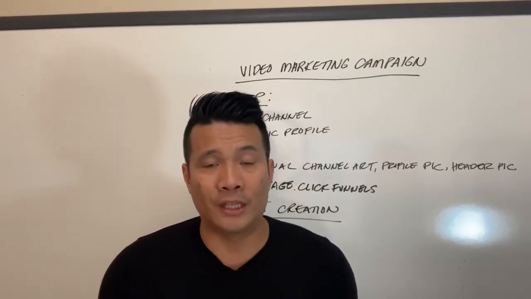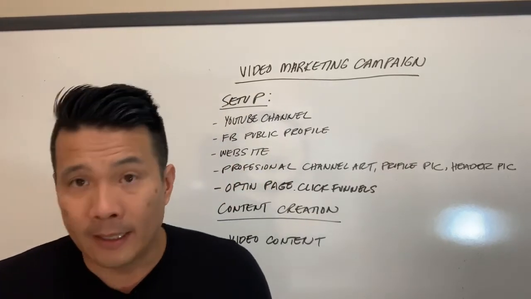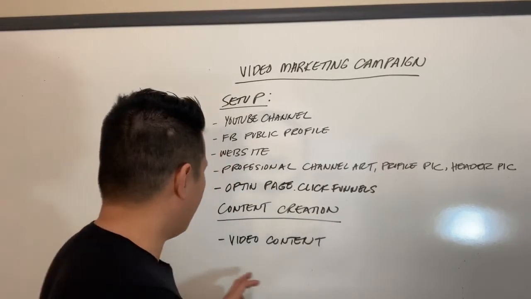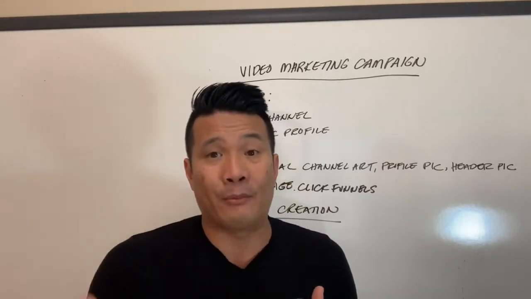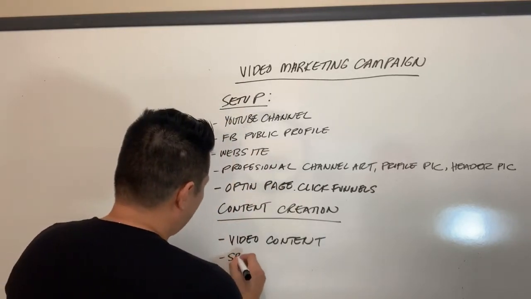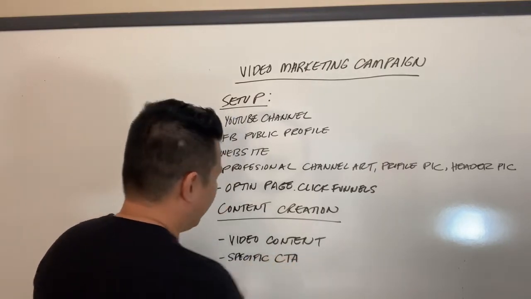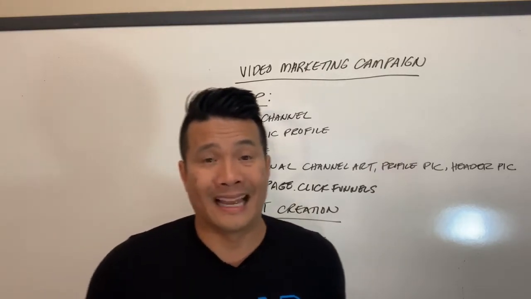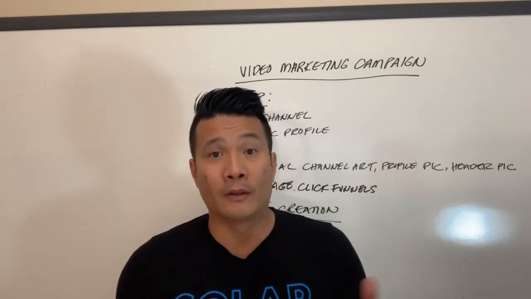So think about exactly what those questions may be. What are they searching for? And then start creating content around that, right? And this is key. Once you're creating the content, just like me right now, I'm creating this video for you, you have to have a specific CTA, which is a call to action. What do you want them to do after they watch the video? That's basically what a call to action is.